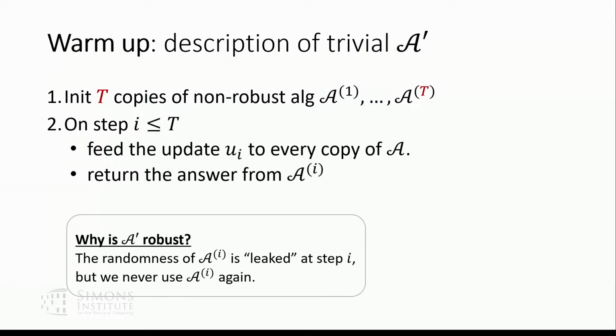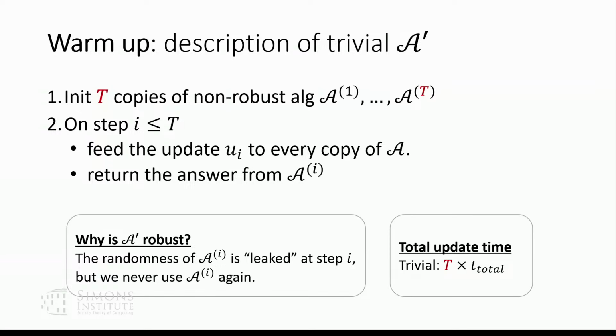So why is this robust? This is because the randomness of Ai is leaked only at step i, but once this information is leaked to the adversary, we'll never use Ai again. But you see that, okay, this works, but the total update time is blown up by a factor of T.